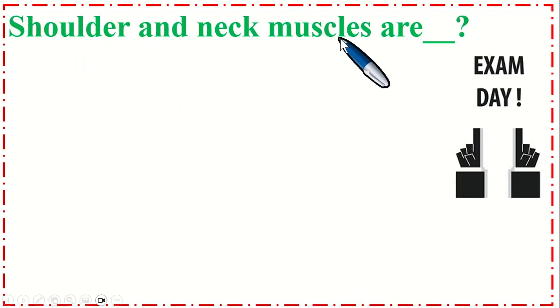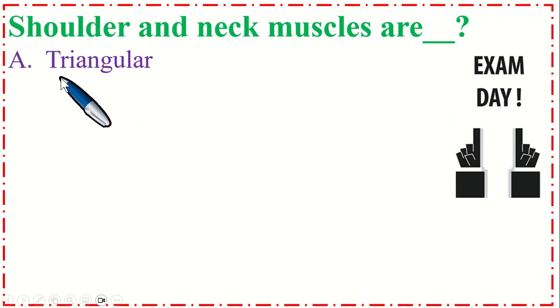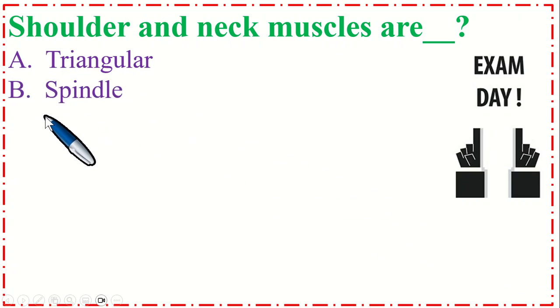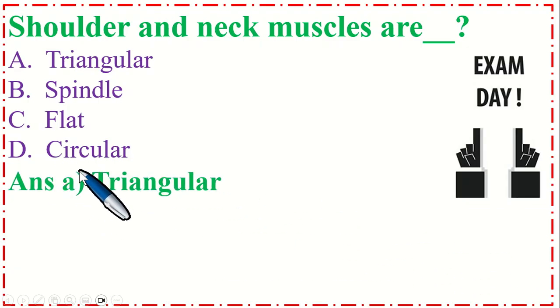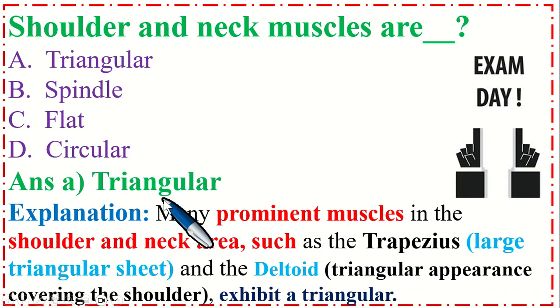Shoulder and neck muscles are dash. Option A, triangular; B, spindle; C, flat; and option D, circular. So the correct option is A, triangular. Many prominent muscles in the shoulder and neck area, such as the trapezius, a large triangular sheet, and the deltoid, with a triangular appearance covering the shoulder, exhibit a triangular structure.